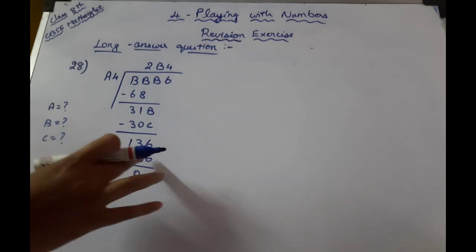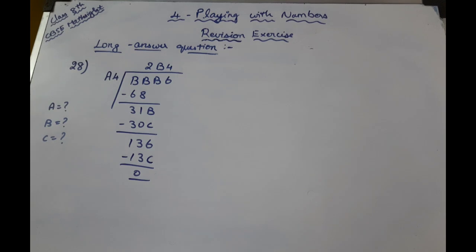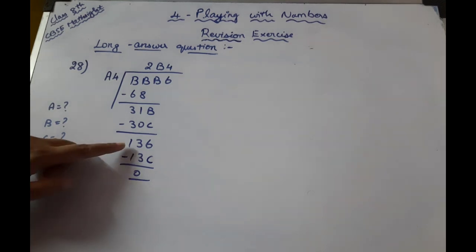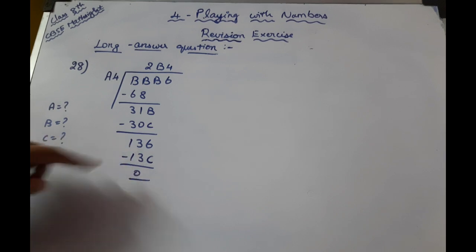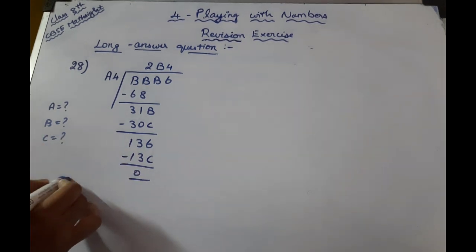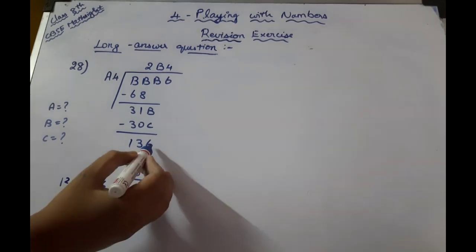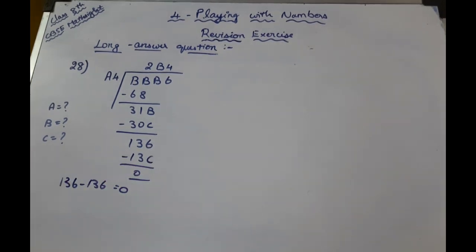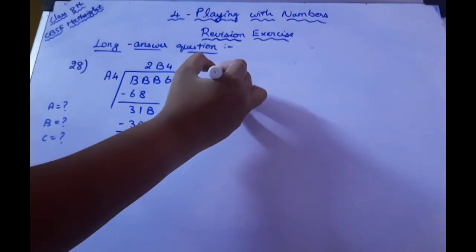So we can see here 13C will give you 0. So in the final step we can see 136 minus 13C will give you 0, which means 136 minus 136. From the last step we can conclude the C value as 6, because when the same value is subtracted we will be getting the value as 0. So from the final step we can conclude that C value is 6.